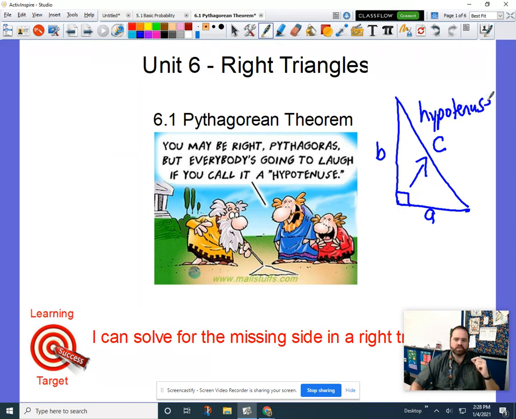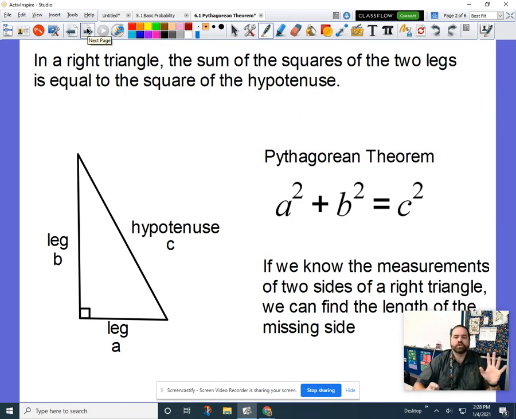That's kind of what that cartoon's about. If you bother to read that, they're just joking. It's a silly word, but hypotenuse. So the hypotenuse is the longest one. When you look at this Pythagorean theorem, and again, I'm sure you guys have heard this before, some people get the Pythagorean theorem confused with the quadratic formula, just name-wise, but a squared plus b squared equals c squared is the Pythagorean theorem.